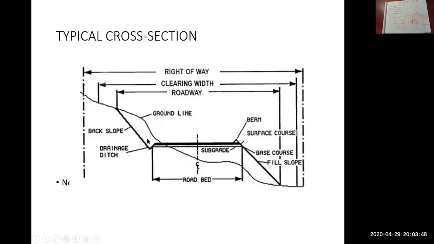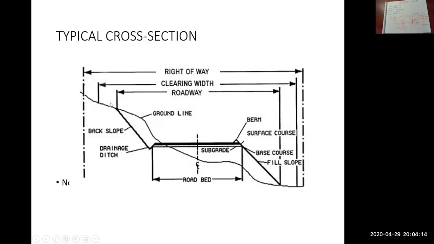What else can we see here? So this is the roadway width, from the top of that cut to the toe of that fill. This is called the toe. So the bottom of a fill, the limit of the fill, is called the toe. So the clearing width, this would be again shown on the drawings. You'd be told how far to clear. So the limits would be given.